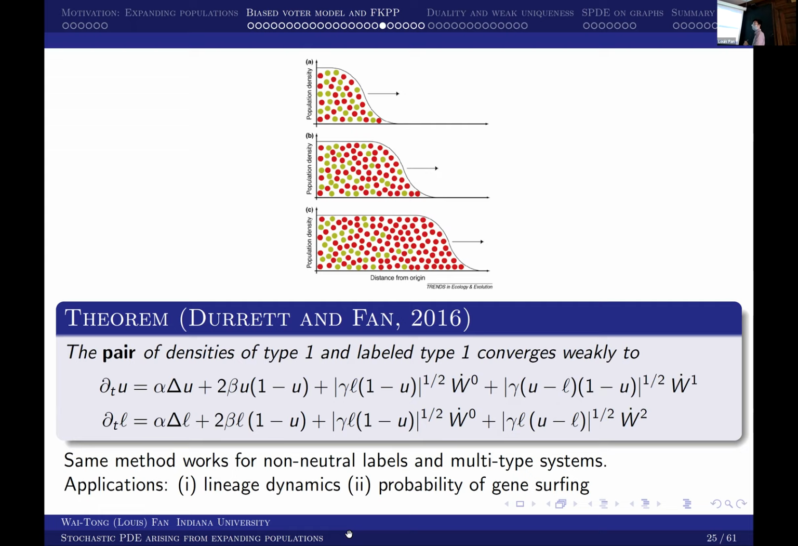Okay. So this is the wave, the total wave. Now inside it, there is some label. So this is the L, the label. And this is U minus. And there's fluctuation between this and this, this and this, and also this and this. So that's where the three noises come from.